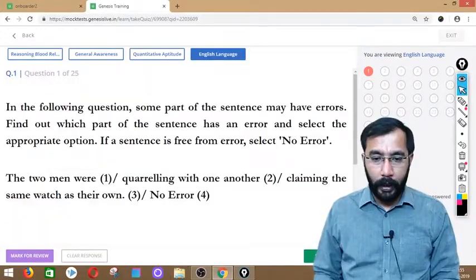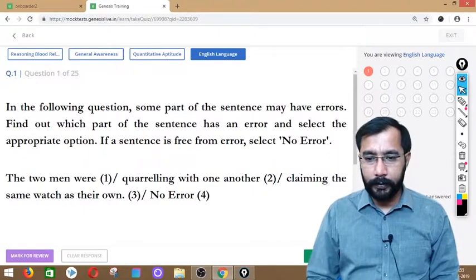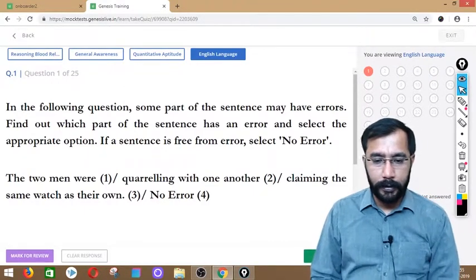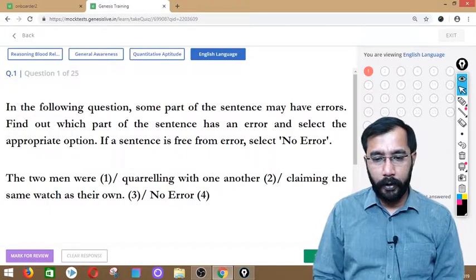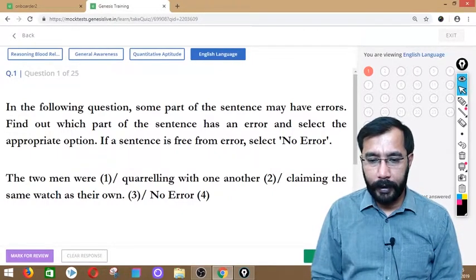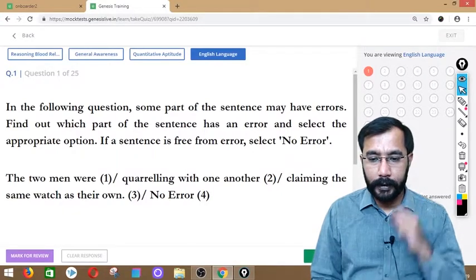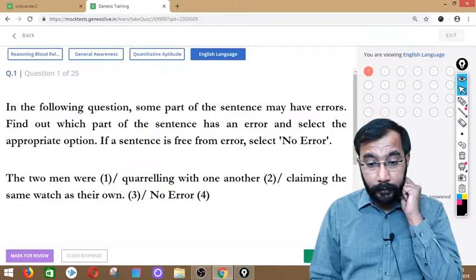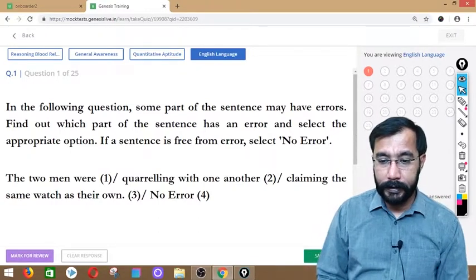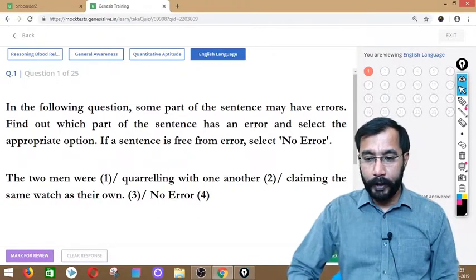Hi everyone, we are going to discuss one of the question papers of the previous years. So starting off with the first question. In the following question, some part of the sentence may have errors. Find out which part of the sentence has an error and select the appropriate option. If a sentence is free from error, select no error.